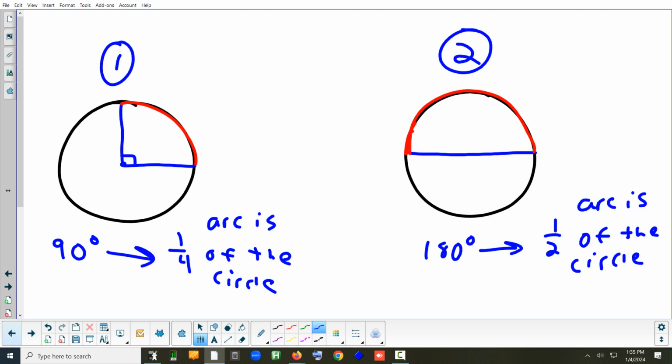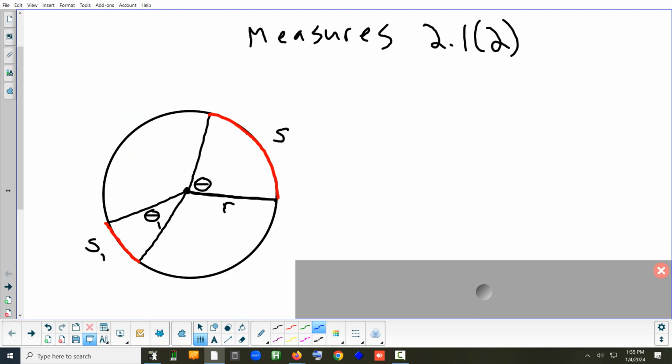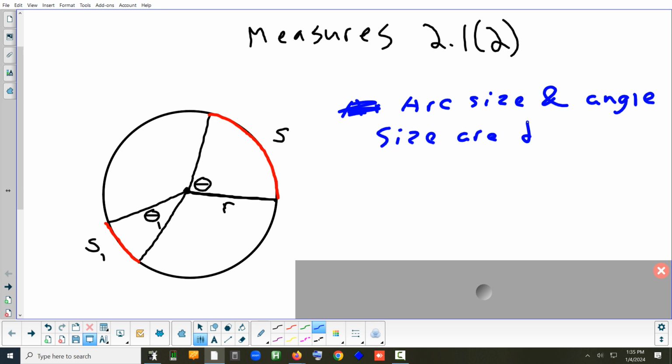So I'm going to write that down. Arc size and angle size are directly proportional. Not everything is like that. Just because you increase one thing, it doesn't always mean something else increases at the same time. But with arc and angles, it does.